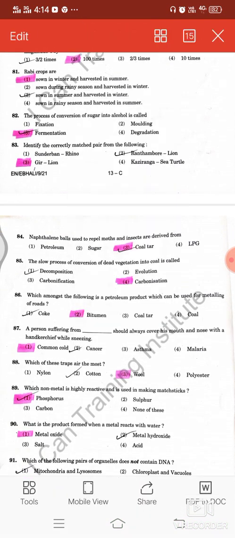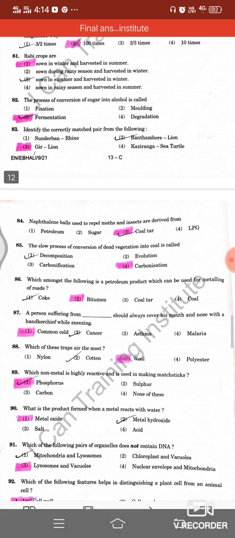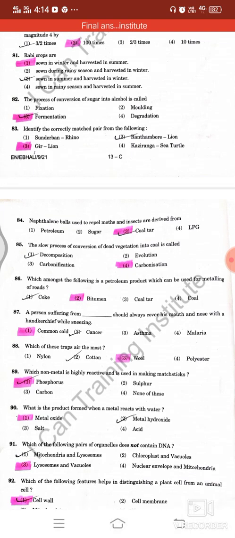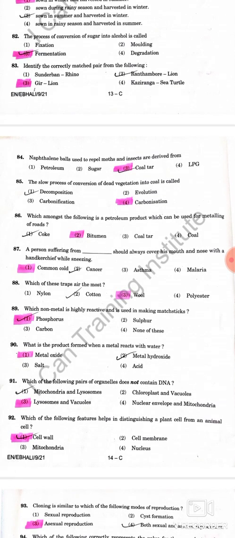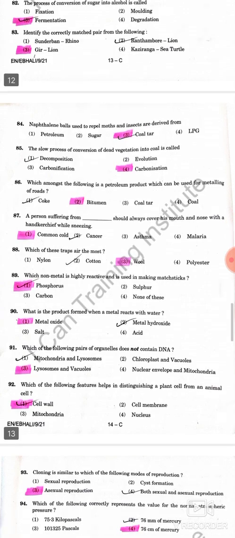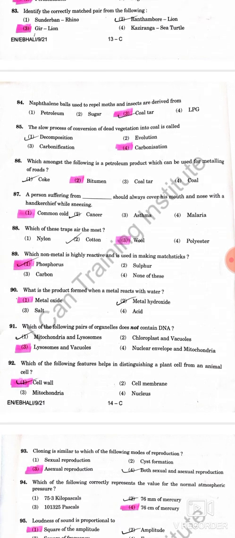Question number 83. Identify the correctly matched pair from the following, and the answer is option number 3. Question number 84. Naphthalene balls used to repel moths and insects are derived from, and the answer is option number 3. Question number 85. The slow process of conversion of dead vegetation into coal is called, option number 4, and the answer is option number 4.